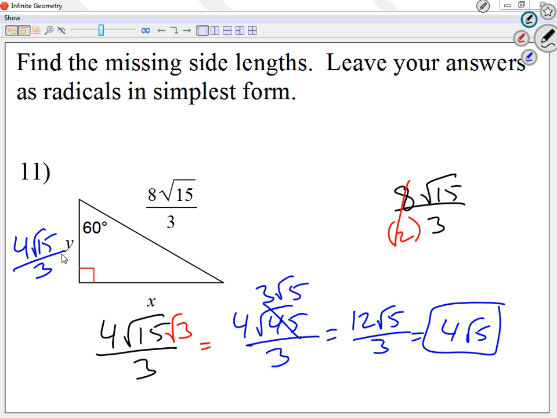Once again, from the small side to the hypotenuse, you multiply by 2. From the small side to the other side, you multiply by radical 3. And if you're going backwards, then you divide.